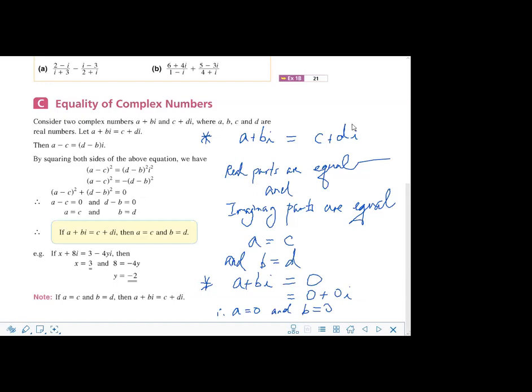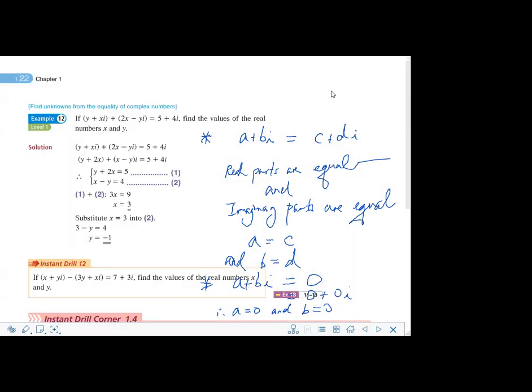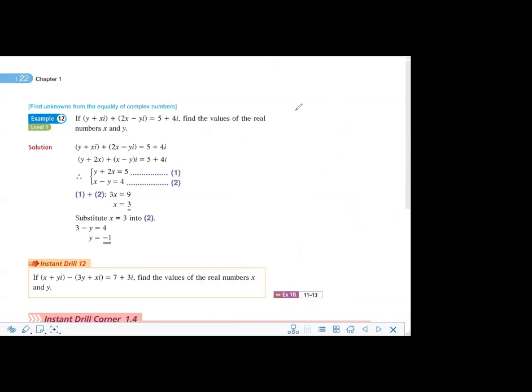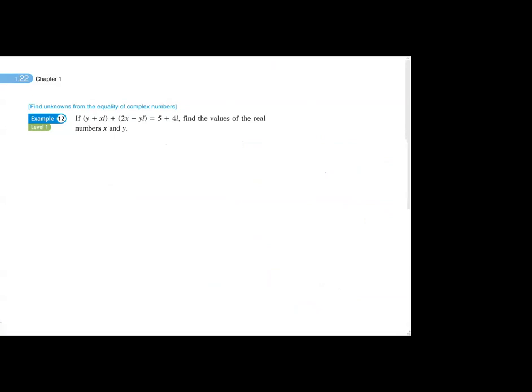Okay, so that is the extra concept we need to know about complex numbers. All right, let's go to the next page to see an example. Example 12. If y plus xi plus 2x minus yi is equal to 5 plus 4i, find the values of the real numbers x and y. So what shall we do here? We need to determine the real parts and the imaginary parts. We need to separate that first.